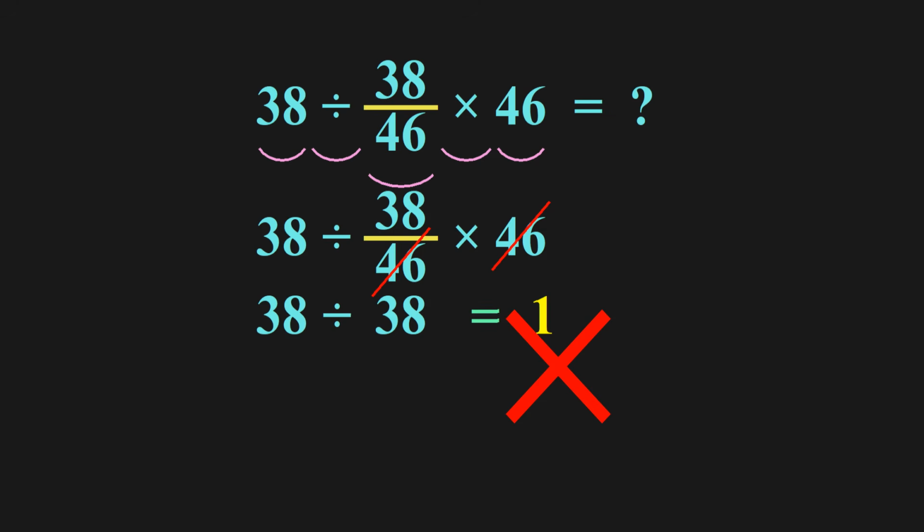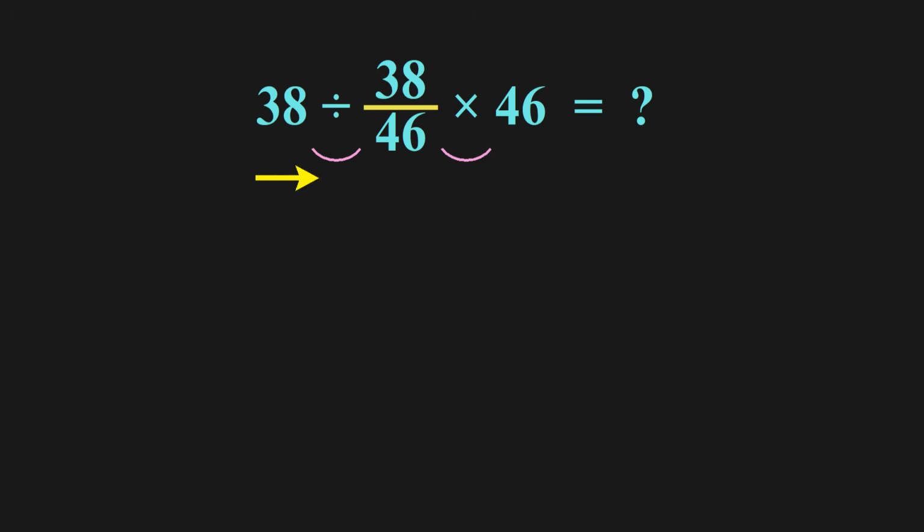But this answer is not correct because according to the order of operations, multiplication and division have equal priority and we have to work from left to right. So we have to do this division first, then this multiplication. If you do this multiplication, then this division, it's wrong.